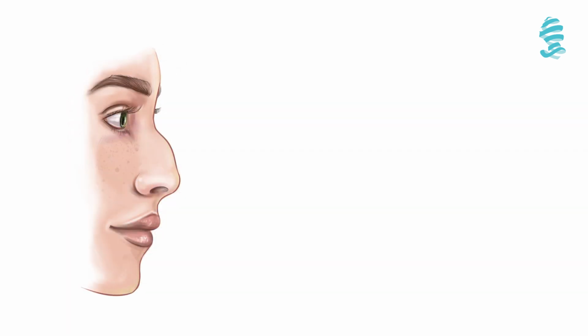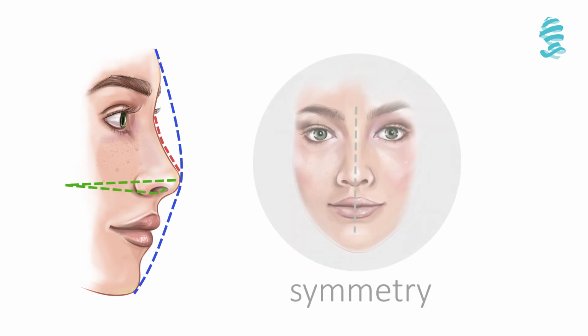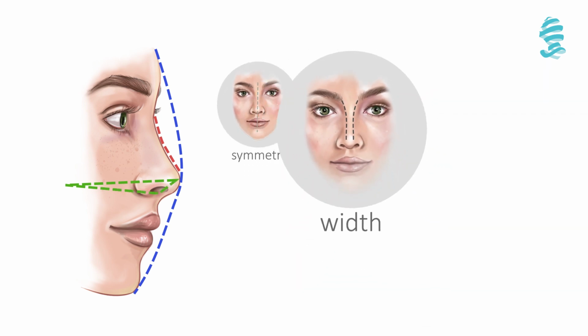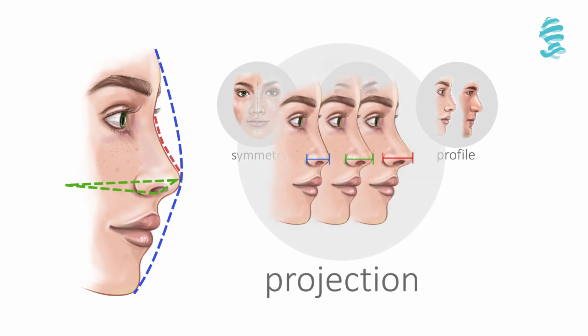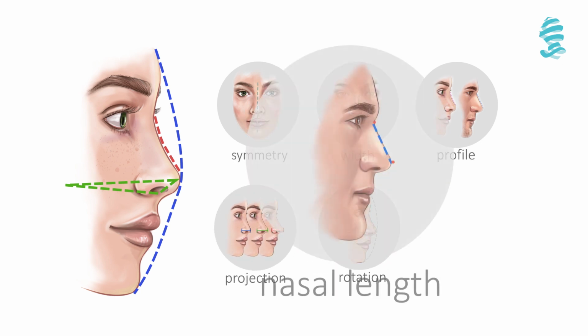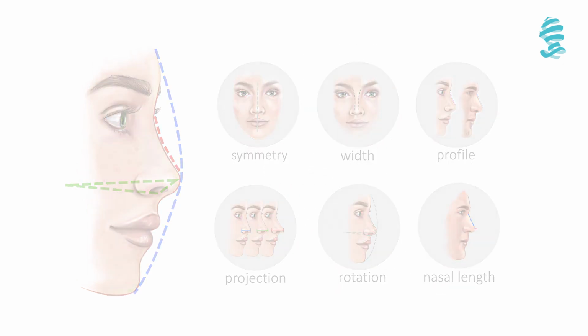Before rhinoplasty, a facial analysis is done and the nose is evaluated in the relationship of the whole of the facial aesthetic. Then the surgeon discusses mainly the 6 changes in parameters of the nose, in addition to other details: symmetry, width, profile, projection, rotation, and nasal length.